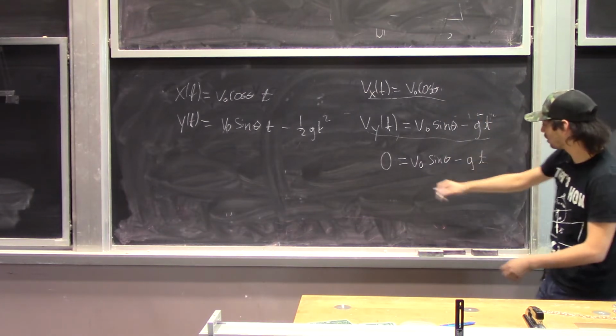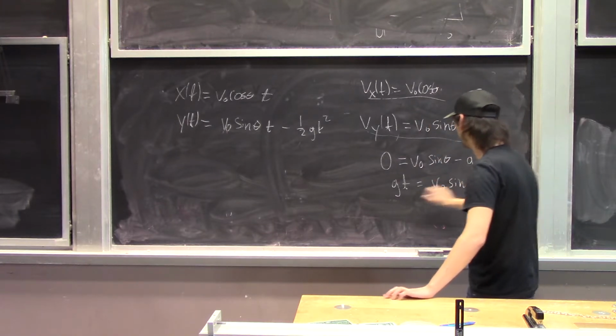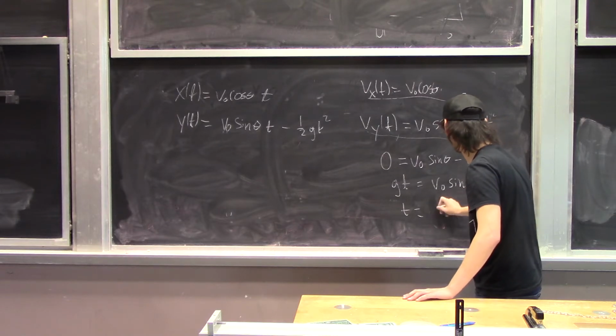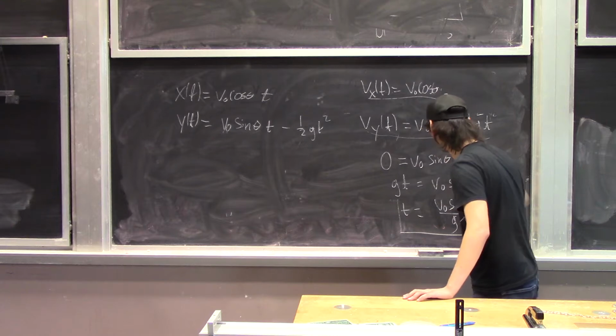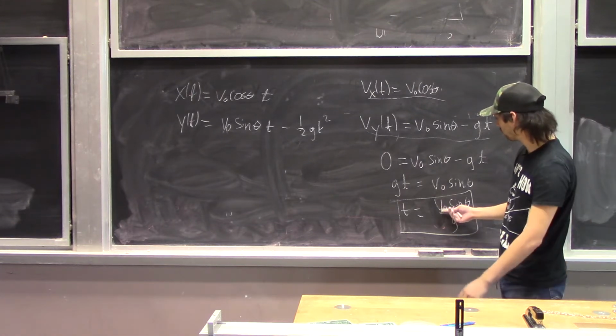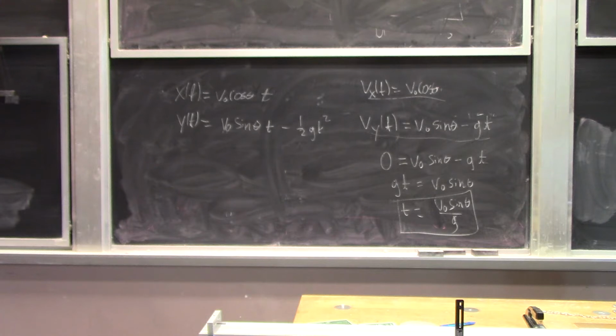Solve for t. Move this to the other side. gt is equal to v0 sine of theta. t is equal to v0 sine of theta divided by g, okay? Okay, so that's the time that it takes to get up there. And this is still kind of in terms of unknowns. We don't know what v0 is, but that's okay. We're just trying to relate these things to each other.